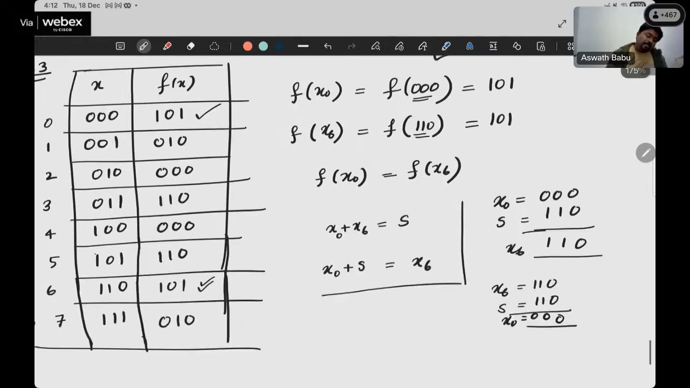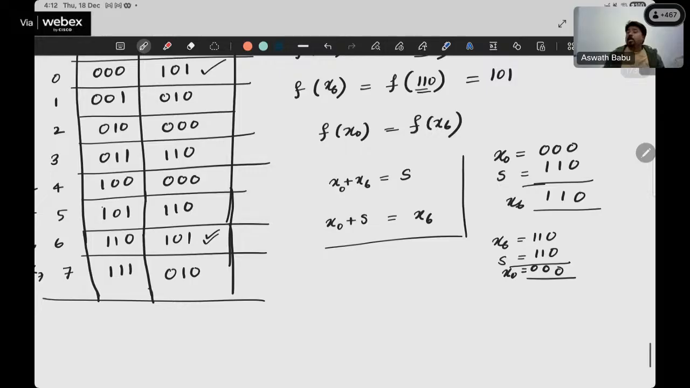So s is such a bit string. s connects the numbers, or the bit strings, which are going to give me the same functional values. Now the question is finding the s for a given f of x.